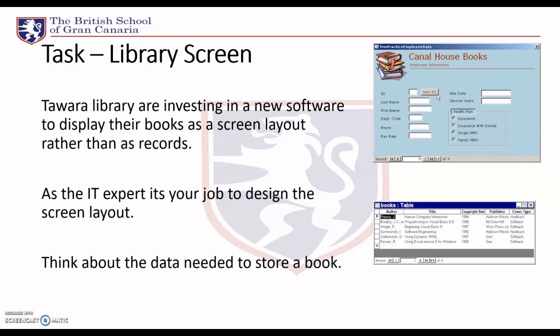You're going to think about the information that is needed to store a book, such as the name, the author, the title, the ISBN number, the publishers, and the year it was published. Is it hardback? Is it softback? Is it a digital book? All this information needs to go into your screen layout. Once you've done that, print screen it. Describe the methods that you've used, bearing in mind this is for your exam, and why you've used them. I'd like those to go on a Google document, please, and uploaded as an assignment on Google Classroom. Very best of luck.